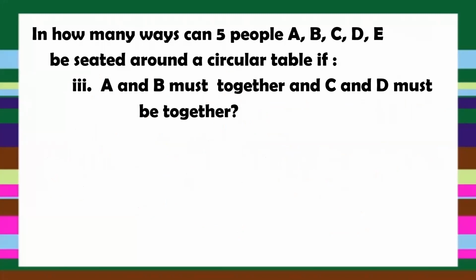So, paano naman to? A and B must sit together. Must be together. A and B, I mean. And si C at D naman must be together also. So, ilan ba yung letters natin? 5. Si A and B must be together, so we count them as 1. Si C at D must be together also, so we count them as 1 also. At si E, 1. So, ilan lahat? 1 plus 1 plus 1, we have 3.